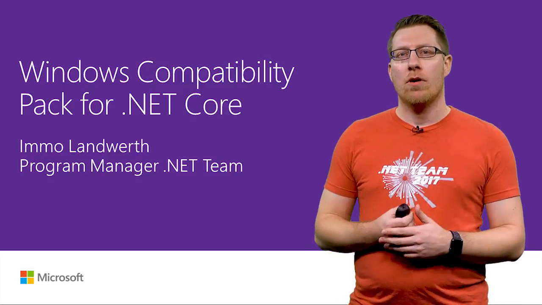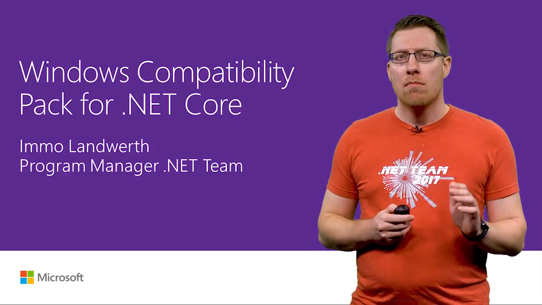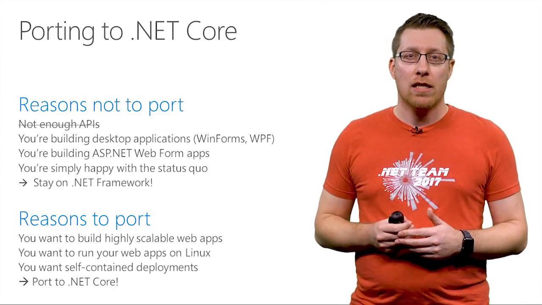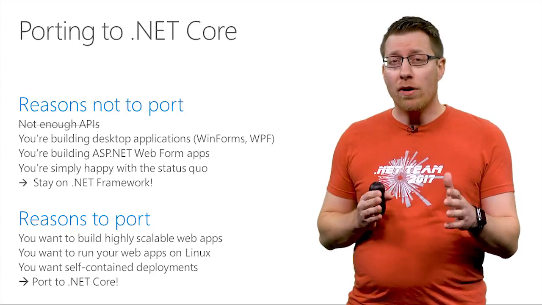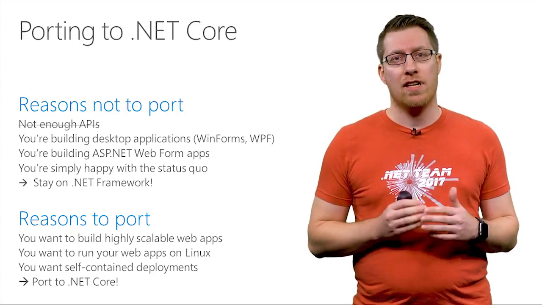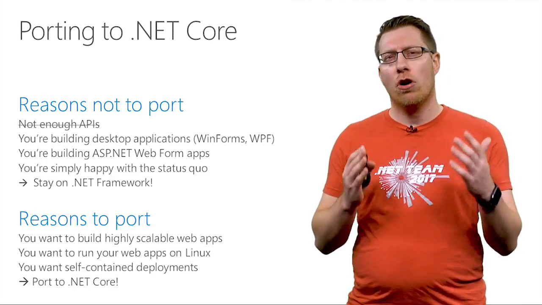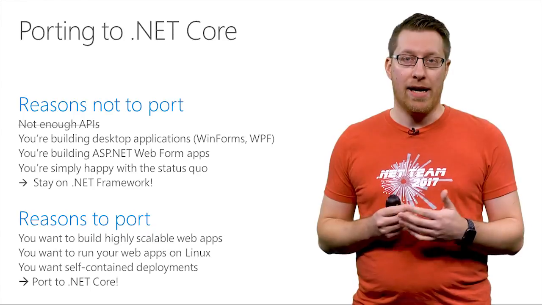And today I'm going to talk to you about our brand new Windows Compatibility Pack for .NET Core. But before we do that, let's take a look at porting to .NET Core to begin with. So there are good reasons why you may not want to port to .NET Core. Historically, the primary reason was we did not have enough APIs in .NET Core. And with .NET Core 2.0, we already added a ton of APIs to it, and we're continuing to do that with the Windows Compatibility Pack.